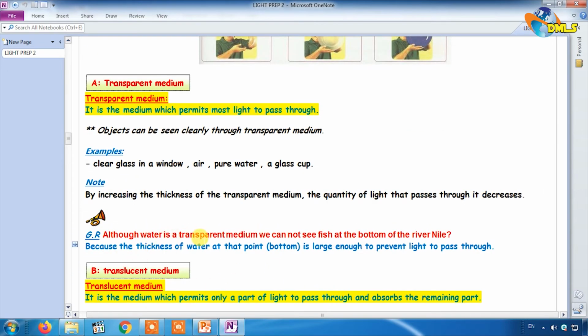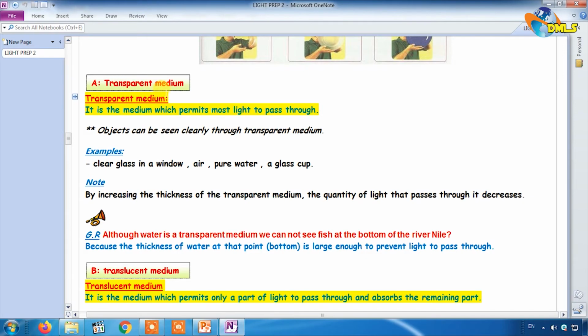Although water is a transparent medium, we can't see fish at the bottom of the river Nile. When you pass beside the river Nile, you can't see fish underwater. Why? Because the thickness of water at that point is large enough to prevent light from passing through, so we can't see fish clearly. Okay, understand it now? Okay, this is the first type of medium.